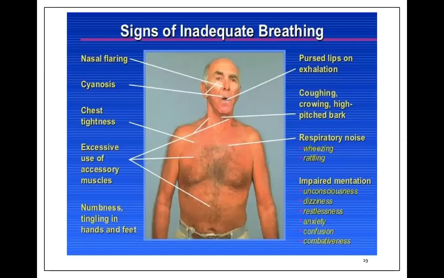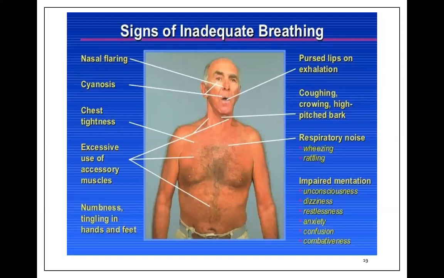And again, just to review, signs of inadequate breathing: the use of accessory muscles in the chest, the abdomen, sometimes seen in the neck area, nasal flaring, the cyanosis in fingernails and around the lips, people in their hands and feet, coughing, and again, listening to lung sounds and hearing wheezing or the crackles or the rhonchi.